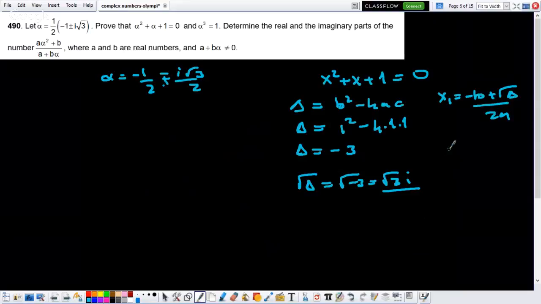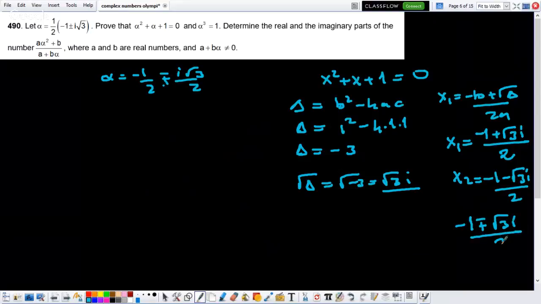which is equal to x1 is equal to minus b. What is minus b? Minus b is equal to minus 1 plus root 3i over 2 times 1, that's 2, and x2 is going to be equal to minus 1 minus root 3i all over 2. Or x1 and x2, when you write it, minus 1 plus minus root 3i over 2.